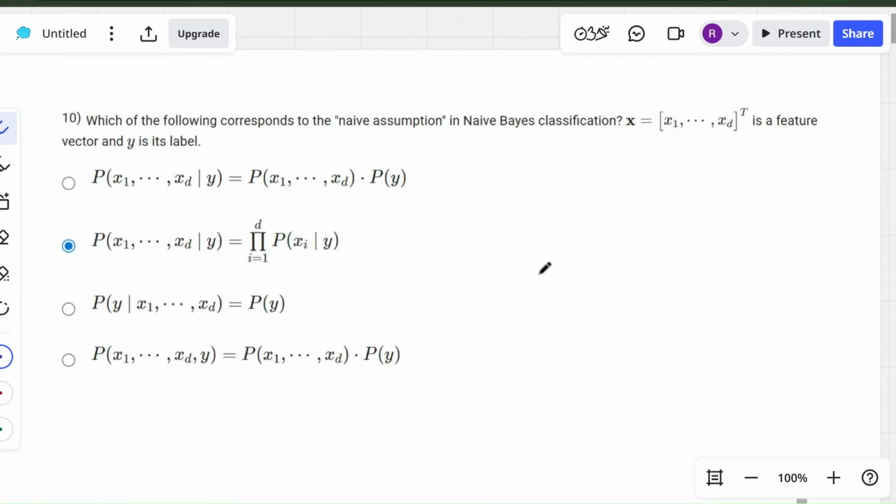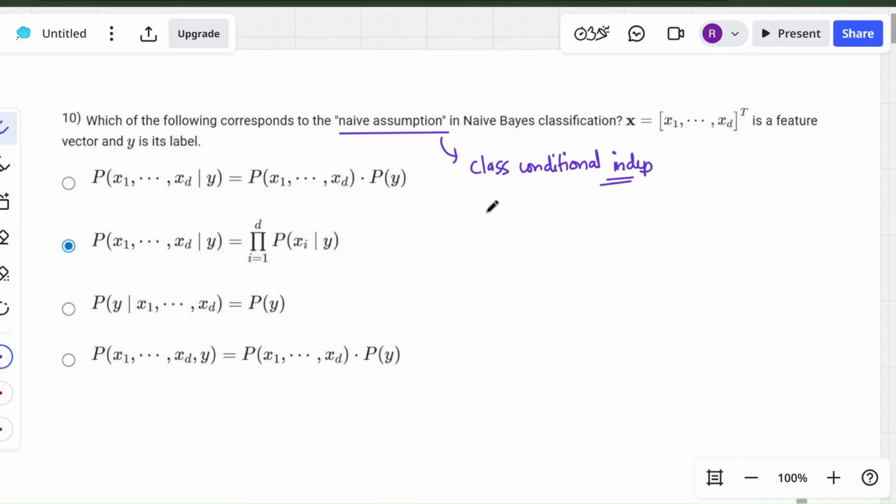Again, we have a straightforward question. It asks about the naive assumption in naive Bayes. Again, this is popularly known as class conditional independence. And what is class conditional independence?